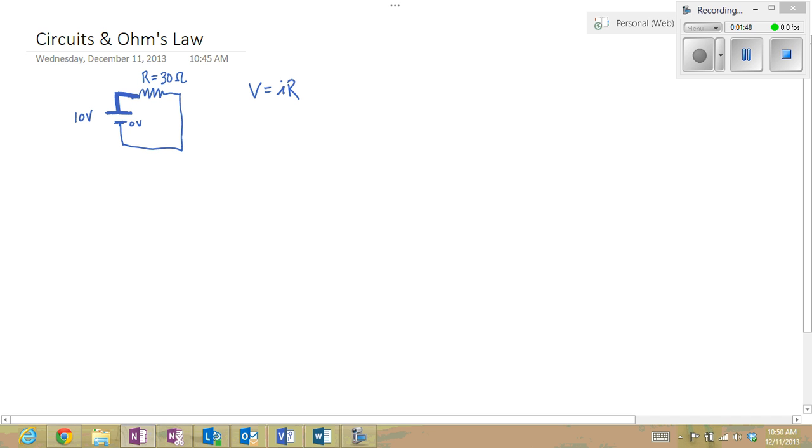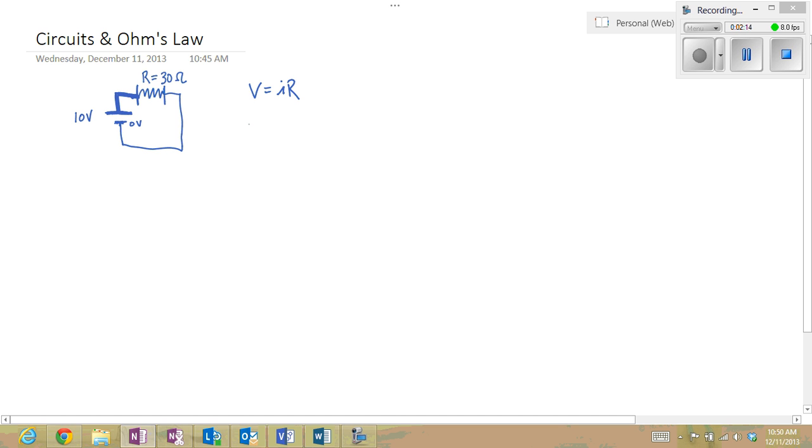That means everywhere on the lower section of the circuit is 0 volts, which means the entire voltage drop from this end of the resistor to this end of the resistor must be 10 volts, because the left end of the resistor is at positive 10 volts, and the right end of the resistor, because it's connected back to the negative side of the battery, is at 0 volts. So the entire voltage drop is across this resistor, therefore it's 10 volts.